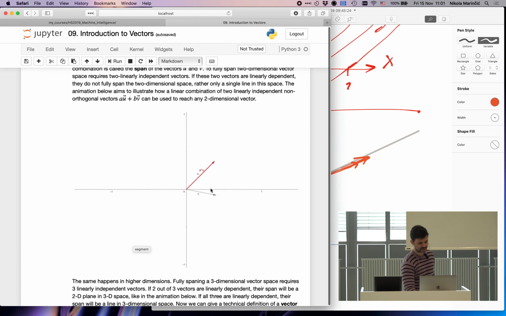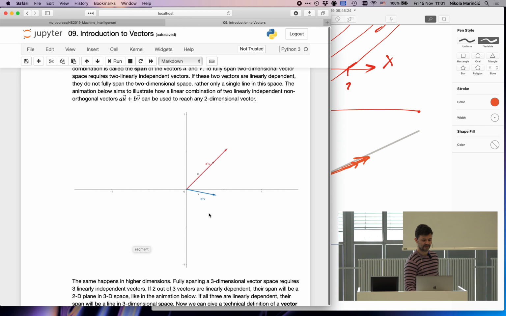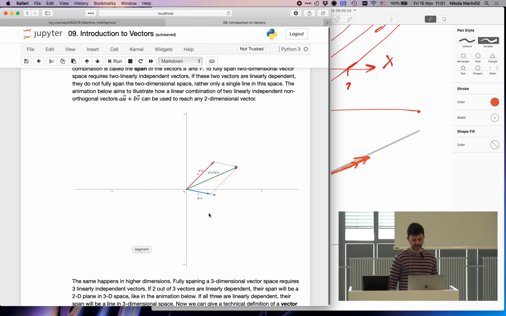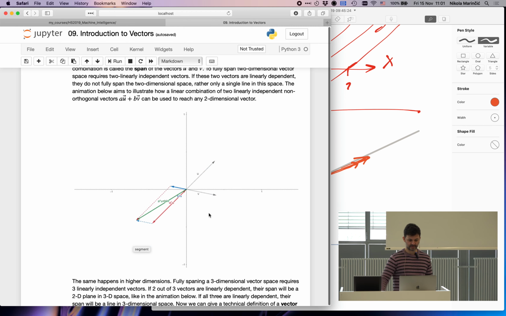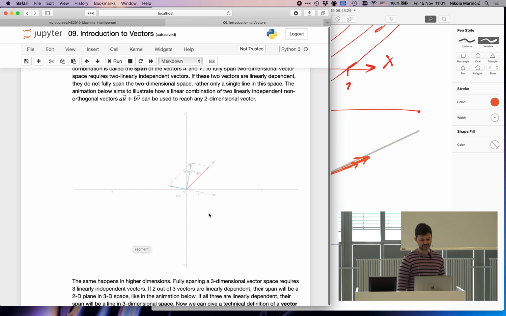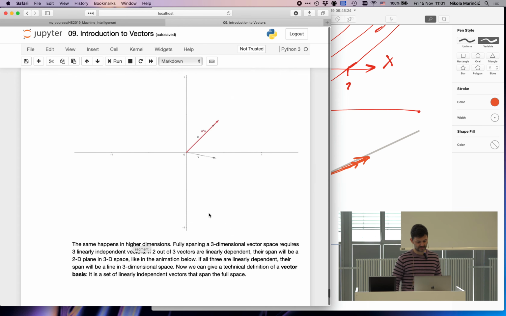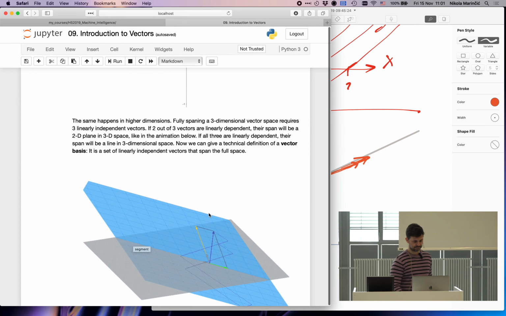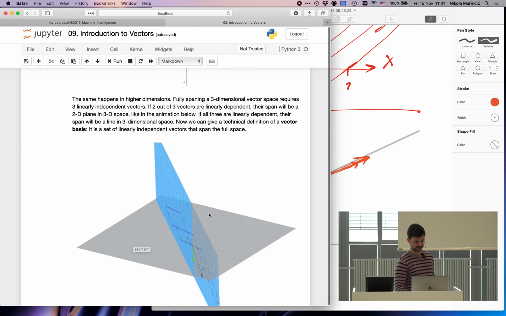Yeah, and this is the illustration of that. I have here U and V, some vectors which are non-orthogonal. I multiply them with some numbers A and B, and then their addition can reach any point. So the tip of this green vector can reach any point in this space. And then the same happens in higher dimensions.